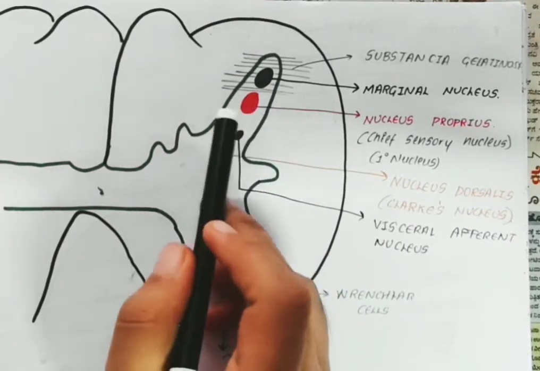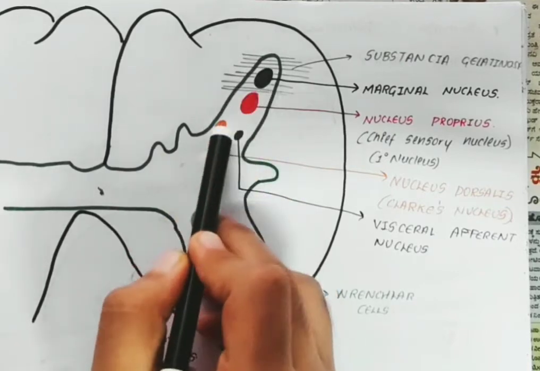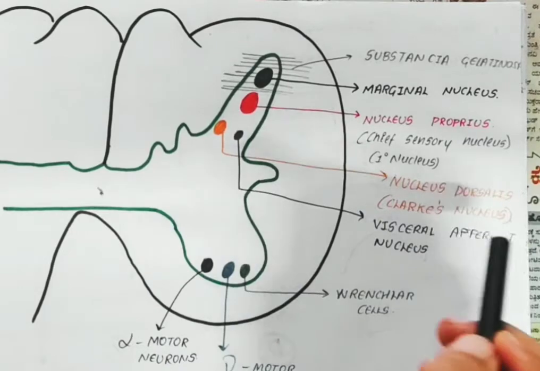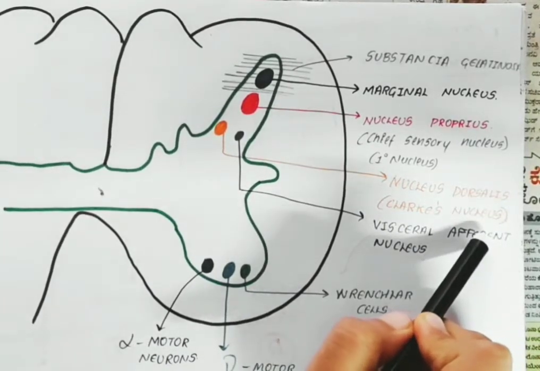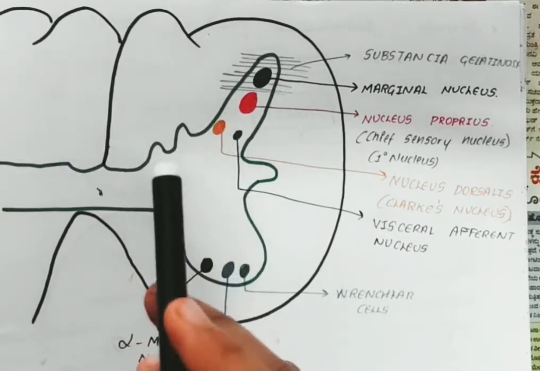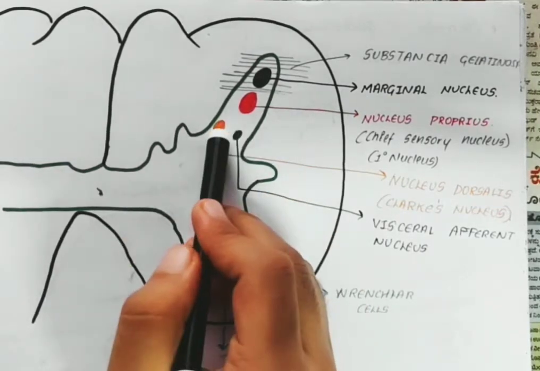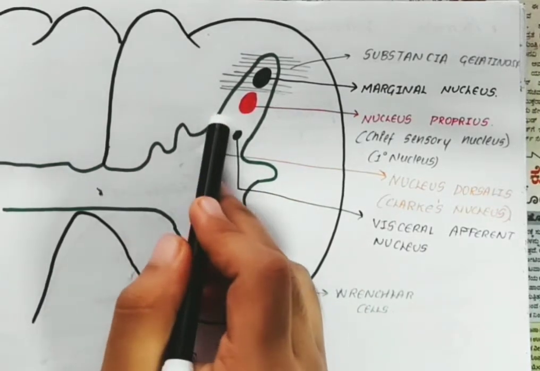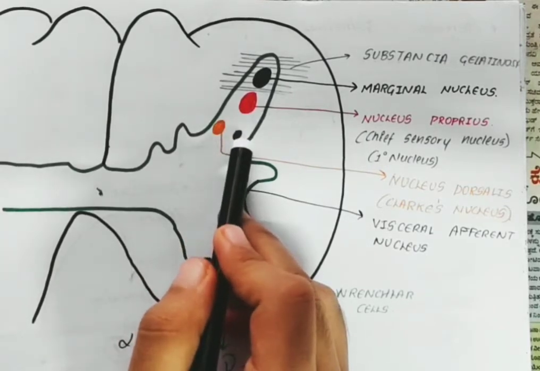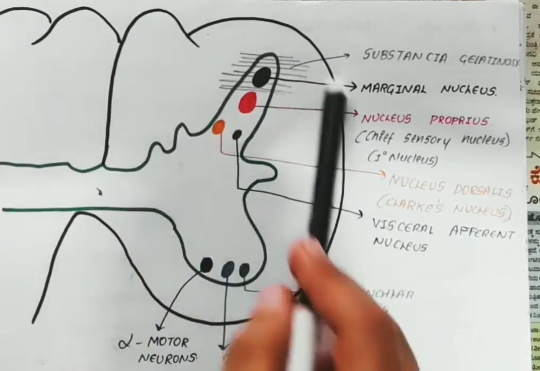Then you can see on the dorsal side of the anterior horn cells, the nucleus dorsalis, which is also known as Clark's nucleus. In the ascending pathways, you can see many pathways that get attached to this Clark's nucleus. So nucleus dorsalis is also known as Clark's nucleus. Another nucleus is called the visceral efferent nucleus. This was present in the anterior horn cells.